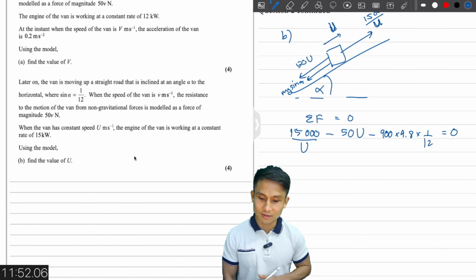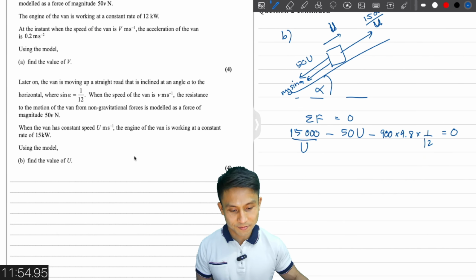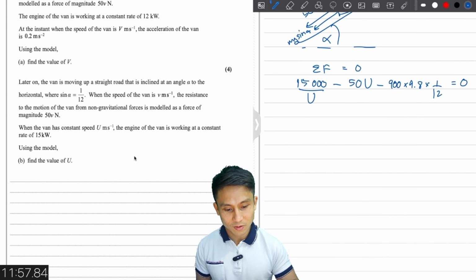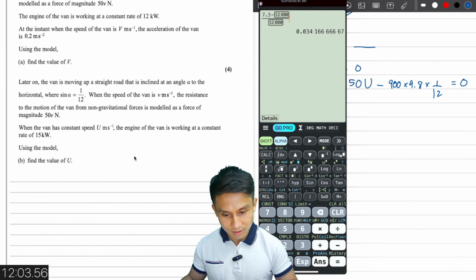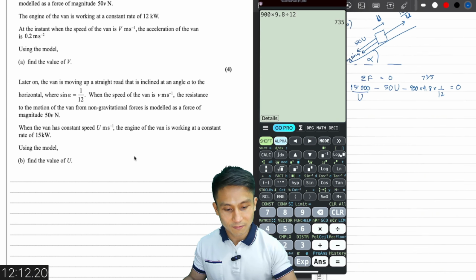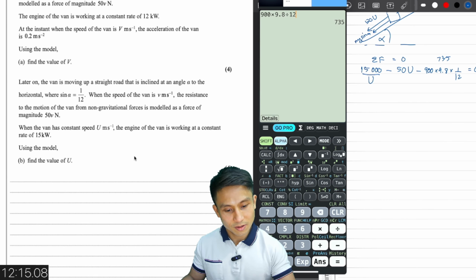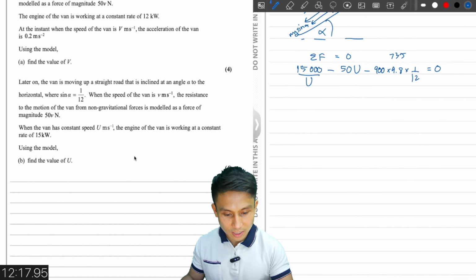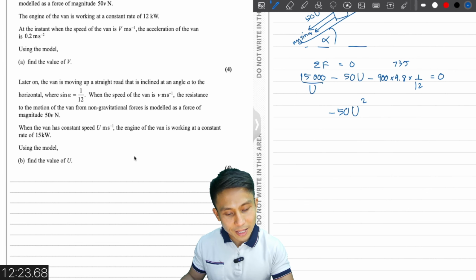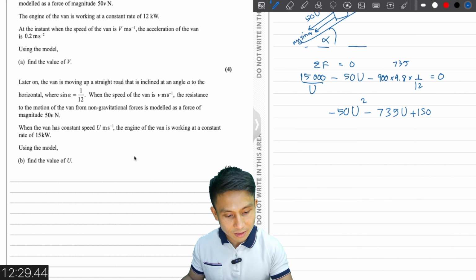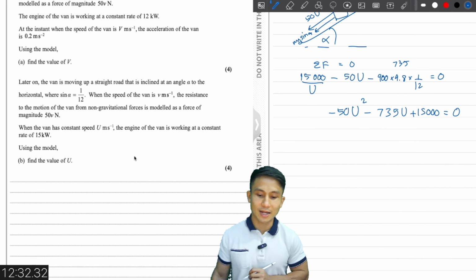Oh, quadratic again. All right. So let's simplify that. 900, the third term there. So 900 times 9.8 divided by 12. Well, that's actually 735 there. Is there any common factor? No. So again, I'm just going to solve quadratically. So minus 50u squared, the same way there, and minus 735 big U and plus 15,000 equals 0. Just like that. Multiply u out.